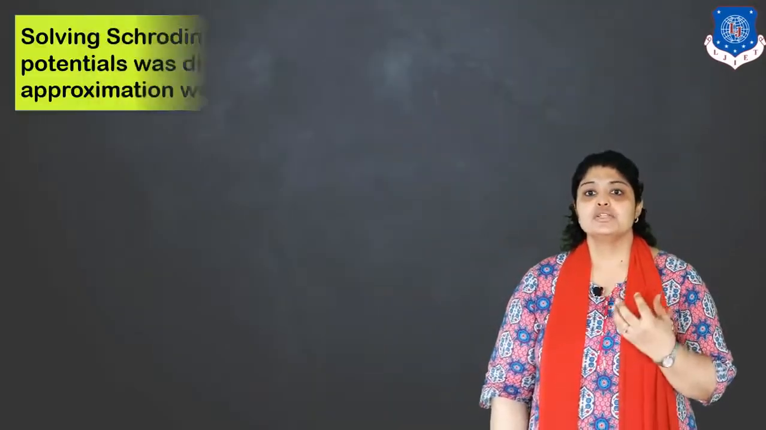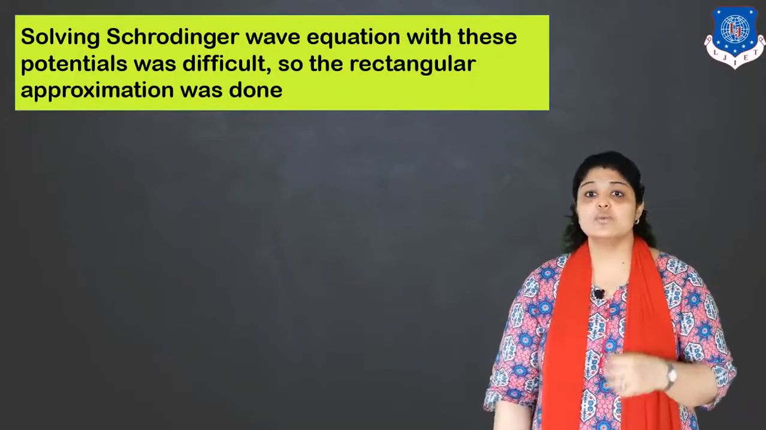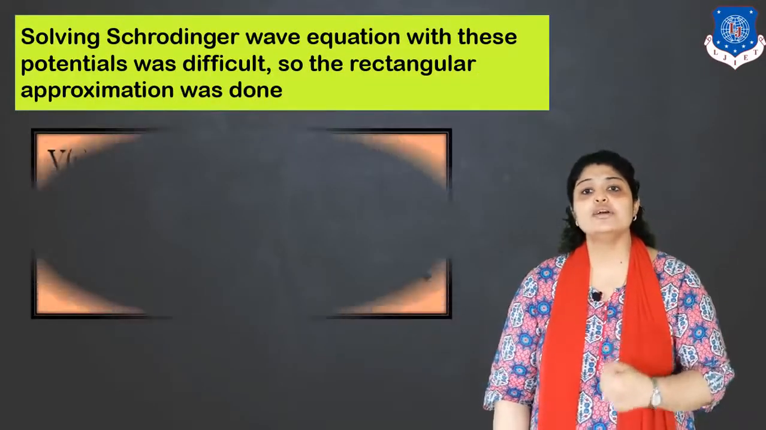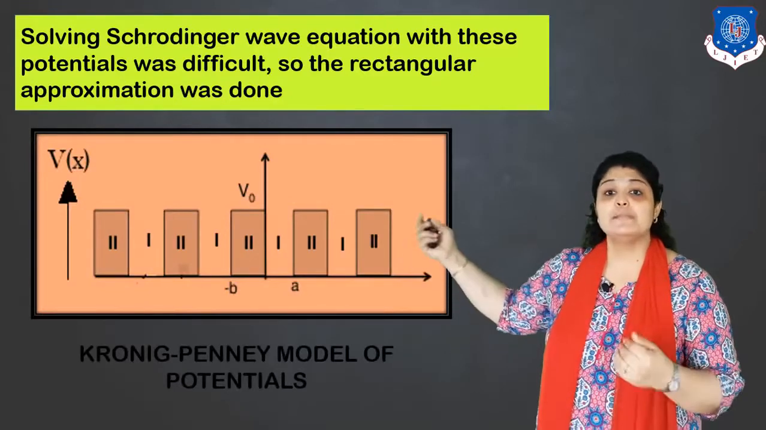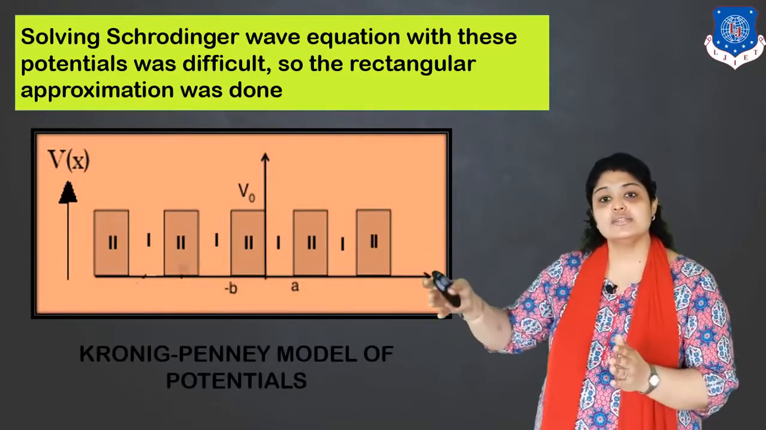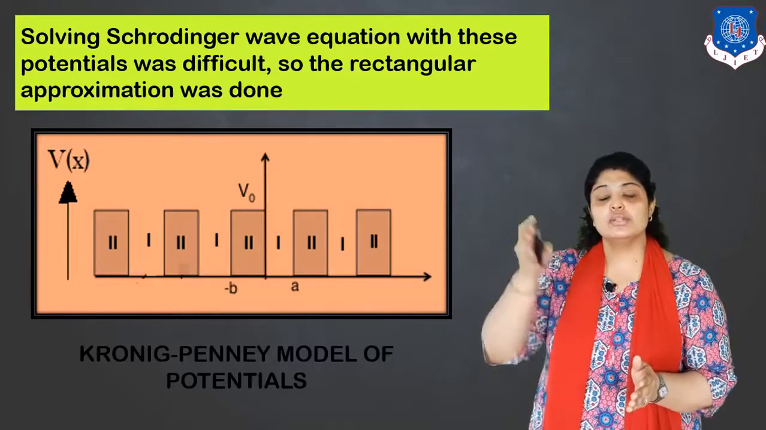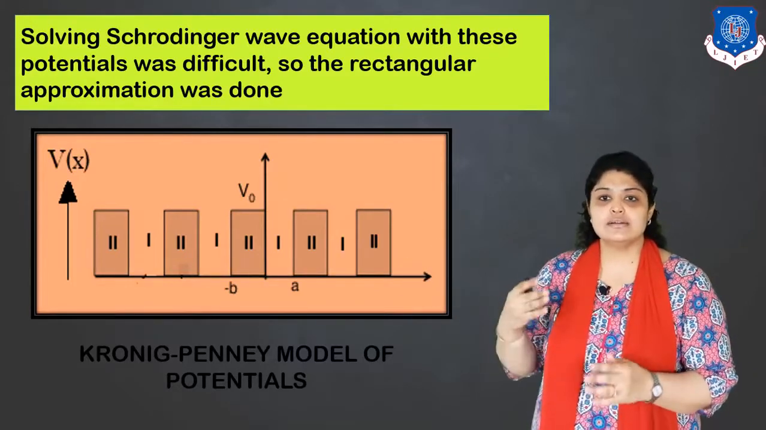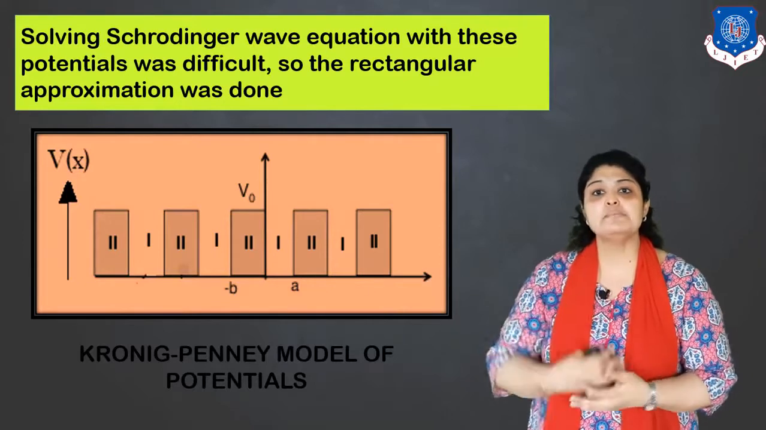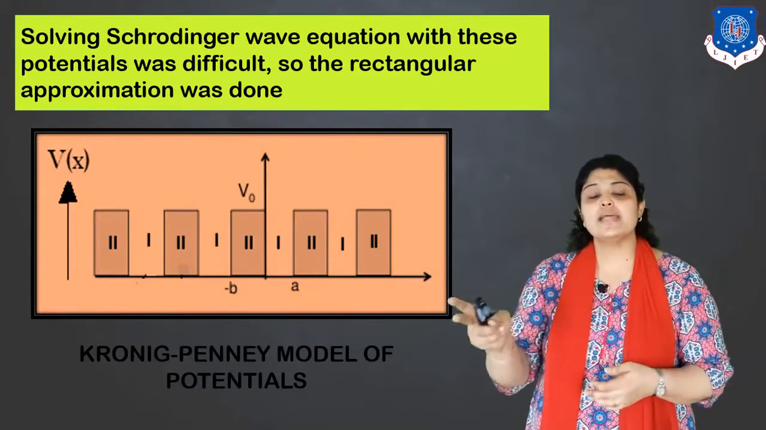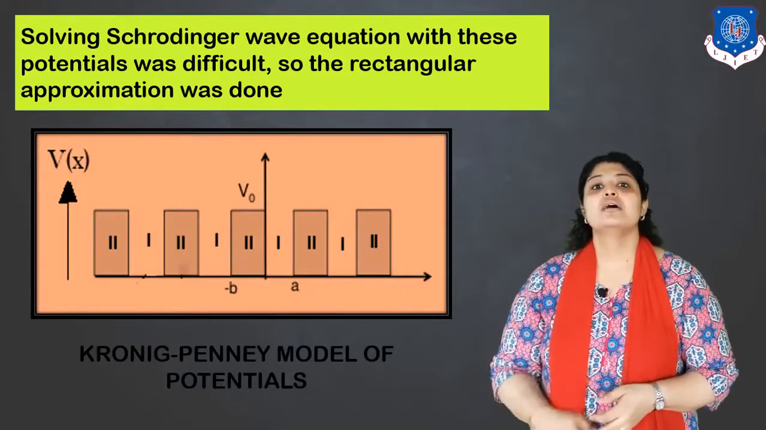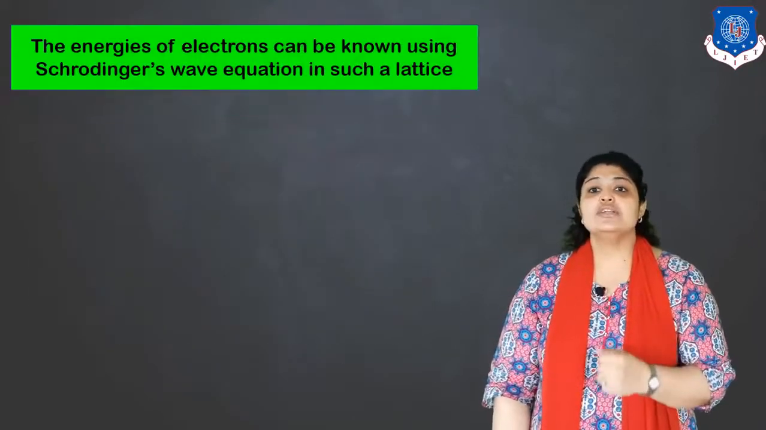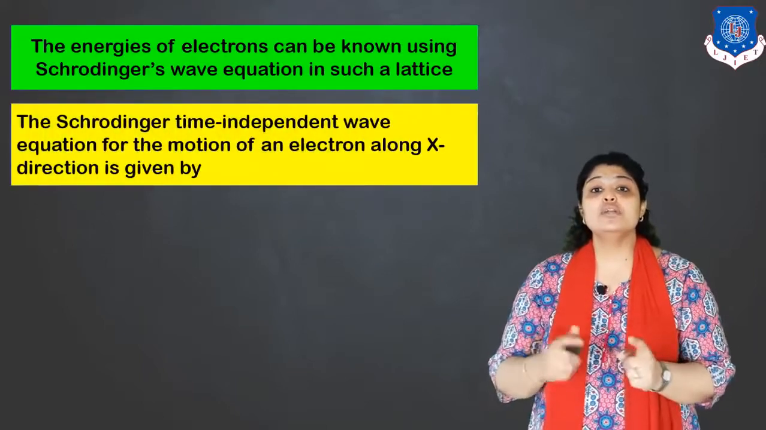Next, solving the Schrodinger wave equations was difficult, and so the rectangular approximation was done. This is the same diagram like the earlier one, but here I have just mentioned the regions. Wherever the Roman numeral 2 is indicated, it indicates the maximum potential V0, and in between them we have 1, that is a region with 0 potential. Now we can define Schrodinger wave equations only for two different regions.